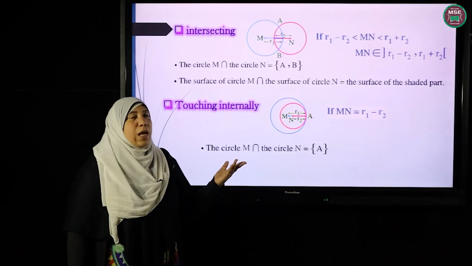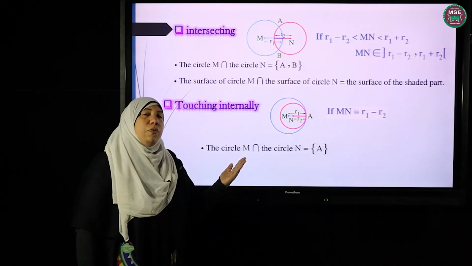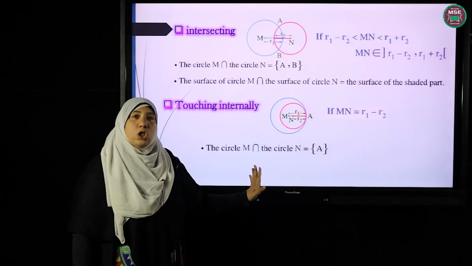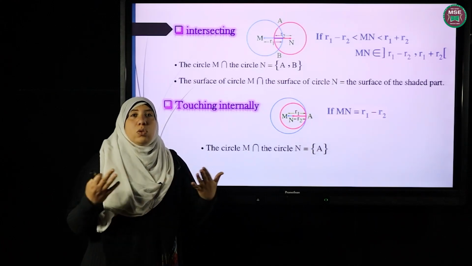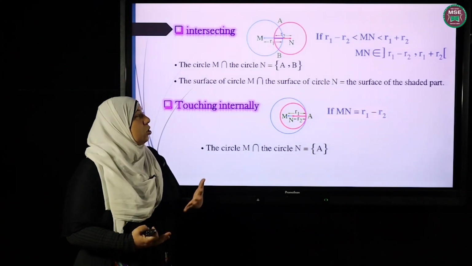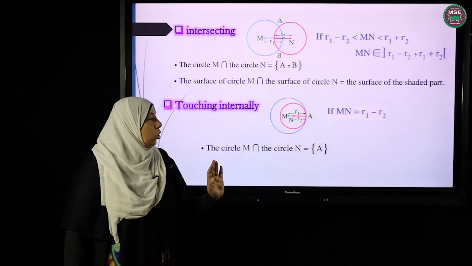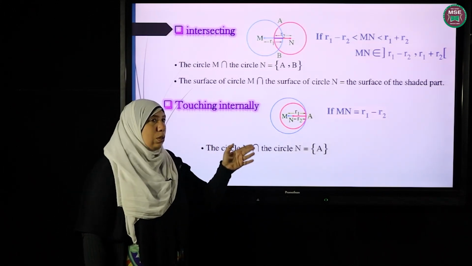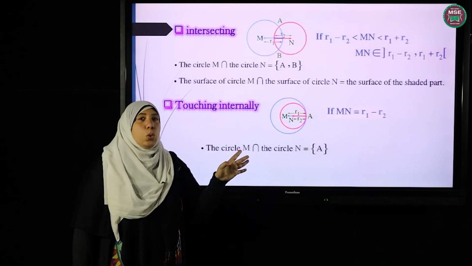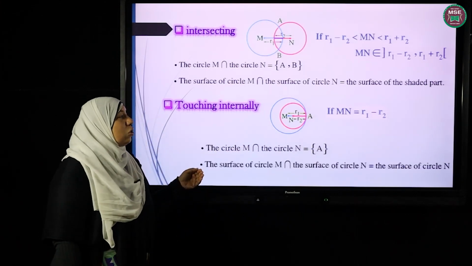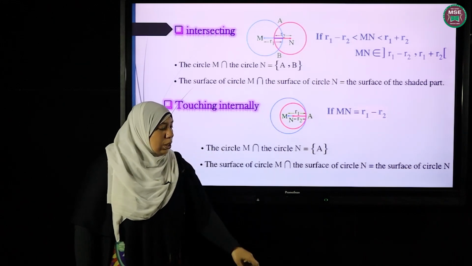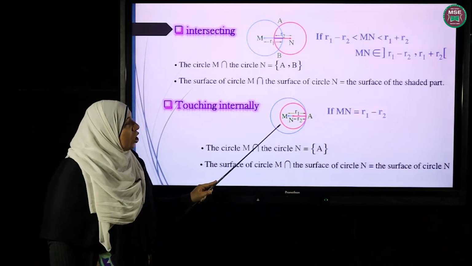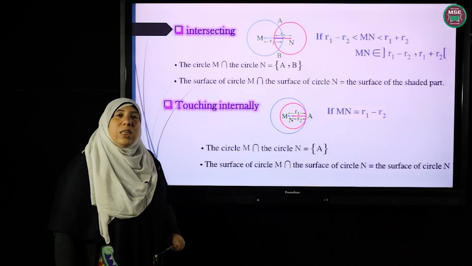And it is equal, because I have no other position of touching. This is the touching position. This is no other one. It cannot be different. If we move out M or N, the position will change. So this is the position of touching internally. The two circles here, the blue one and the red one, intersect at the point A, but their surfaces intersect at the small circle N. As you see here, all the small circle is the common part between their surfaces.